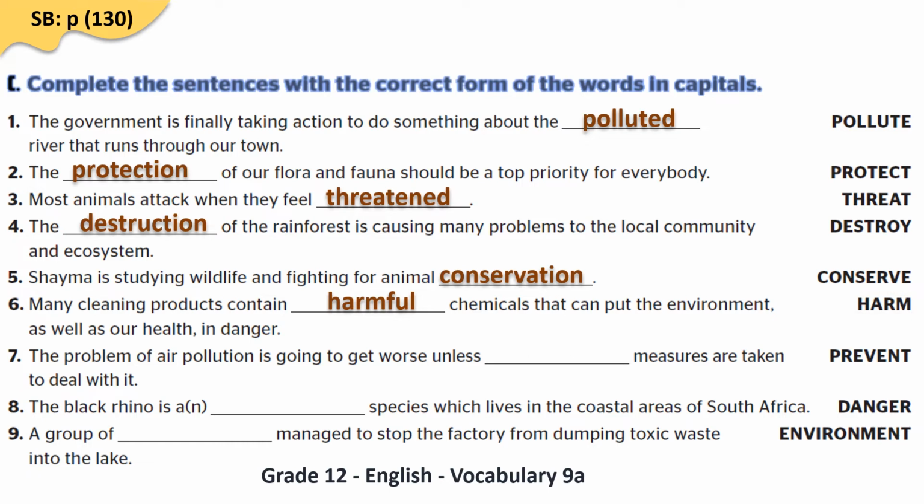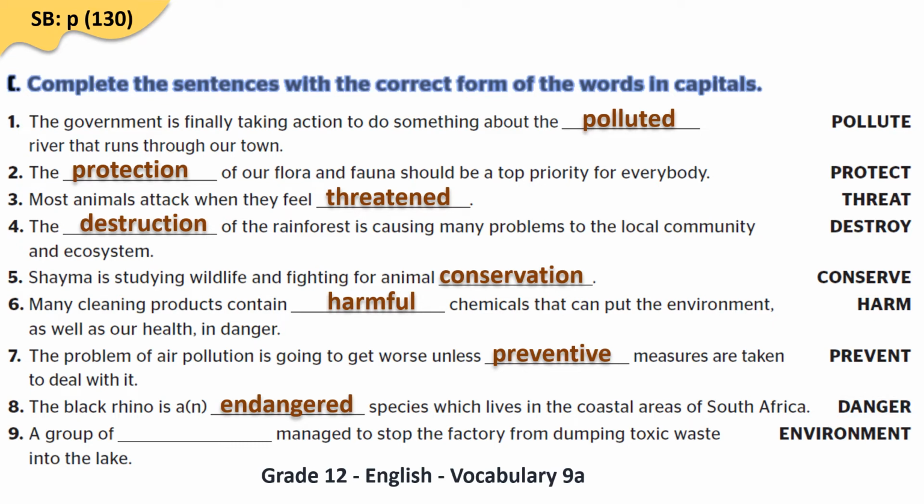Sentence number 7. The problem of air pollution is going to get worse unless space measures are taken to deal with it. Here we need the adjective from the verb prevent to describe the word measures. And these measures are going to be preventive measures. In sentence number 8, the black rhino is a or an space species which lives in the coastal areas of South Africa. Here we need an adjective to describe this species which is in danger, and of course it is going to be an endangered species because the black rhino is considered one of the endangered species.